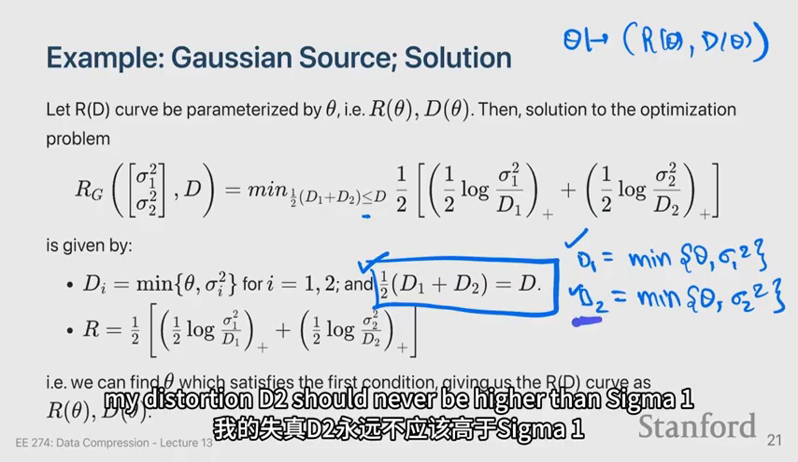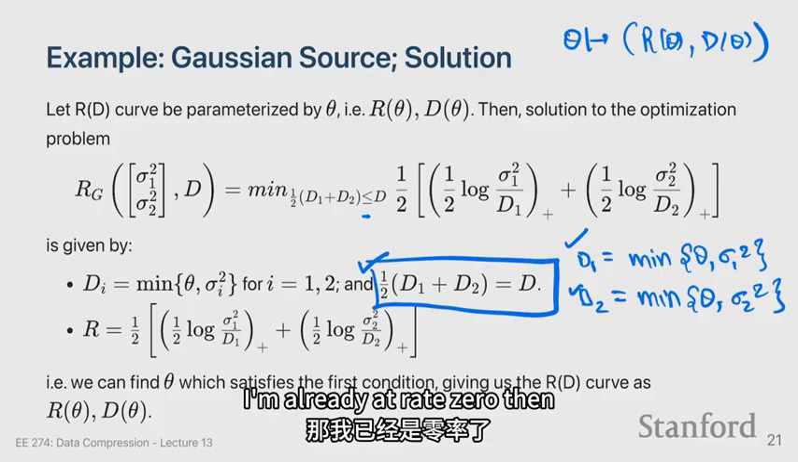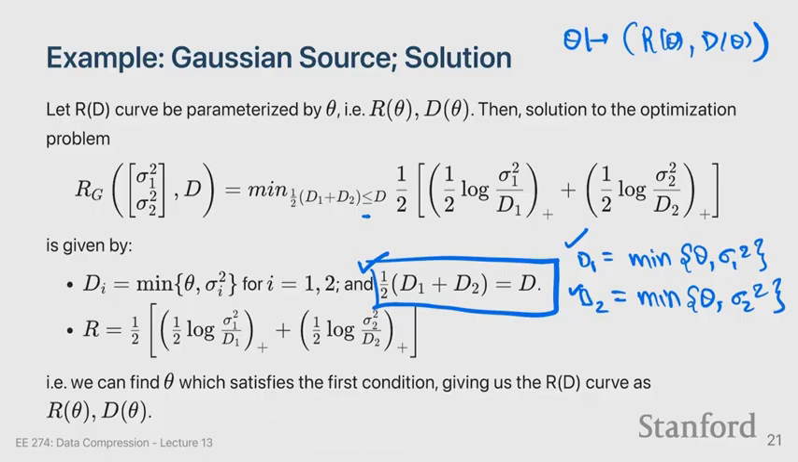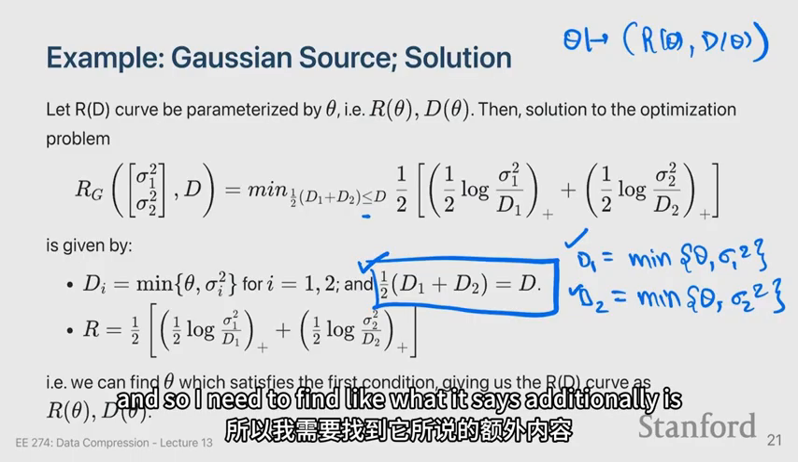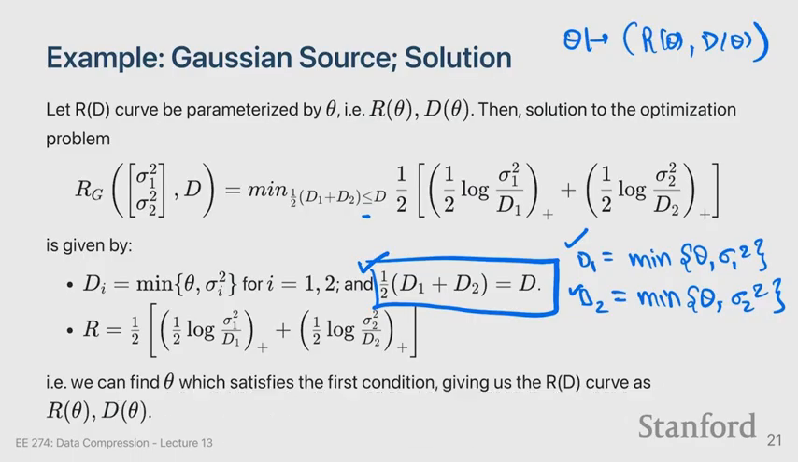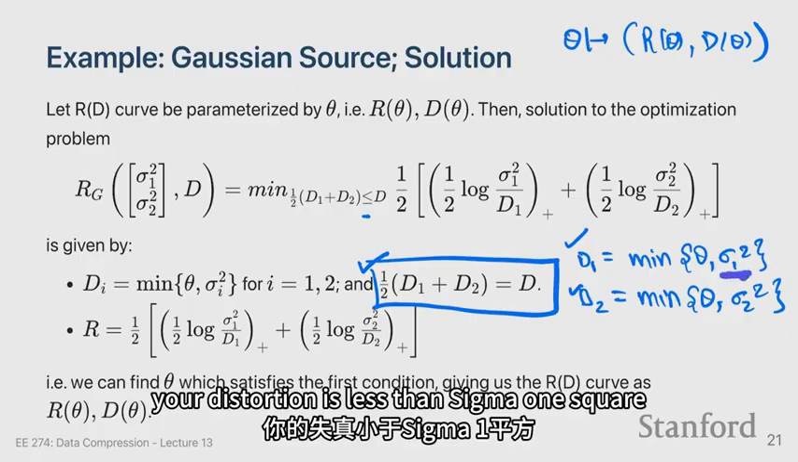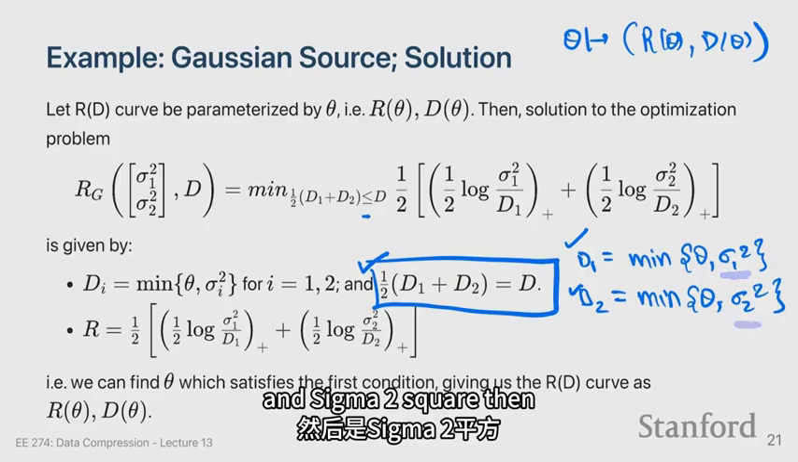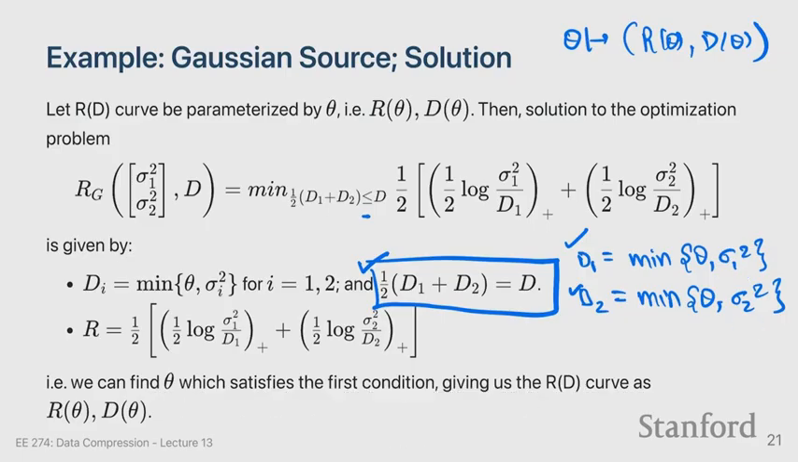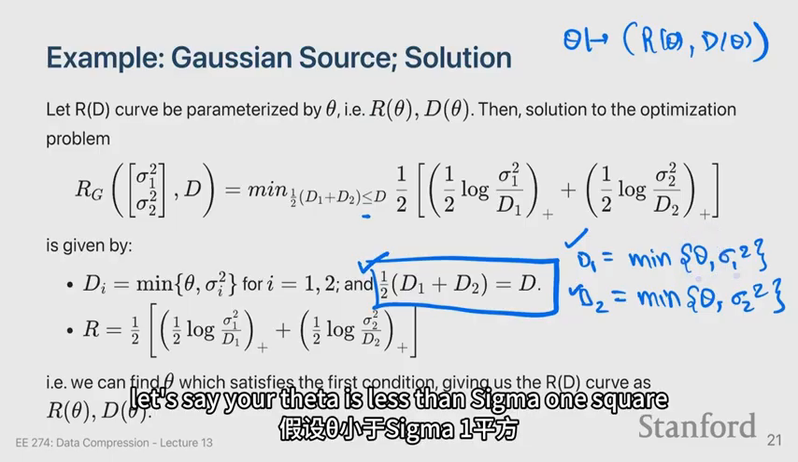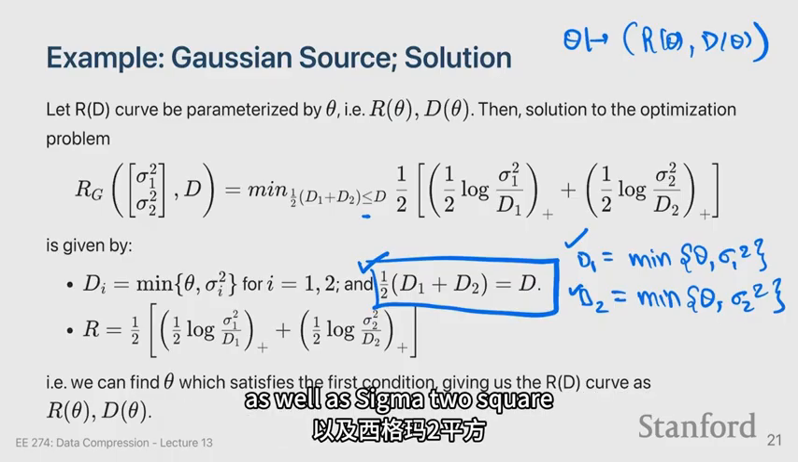And similarly, my distortion D2 should never be higher than sigma 1 square. It doesn't make sense. I'm already at rate 0 then. And what it says additionally is, if your distortion is less than sigma 1 square and sigma 2 square, then your D1 will be theta. Let's say your theta is less than sigma 1 square as well as sigma 2 square.